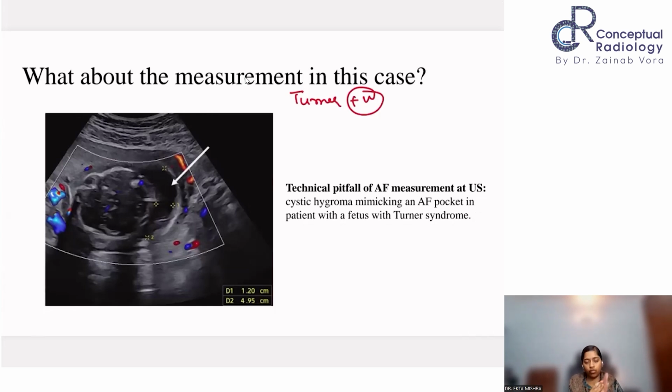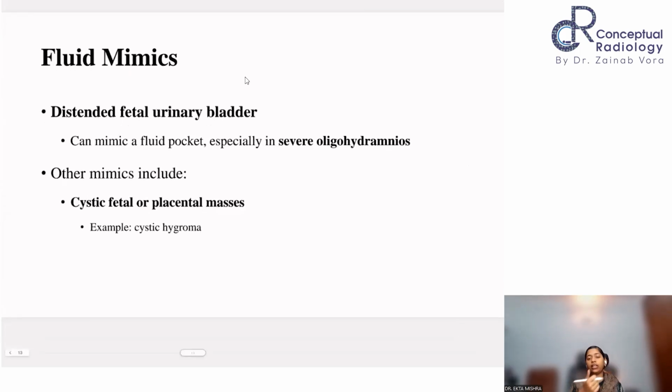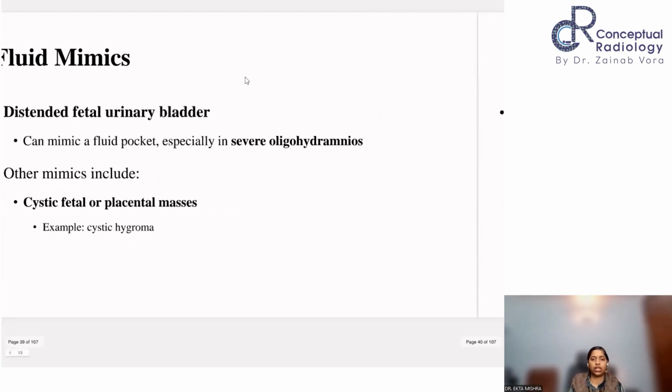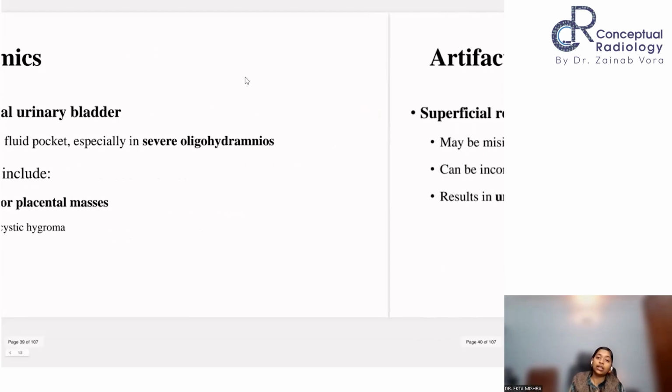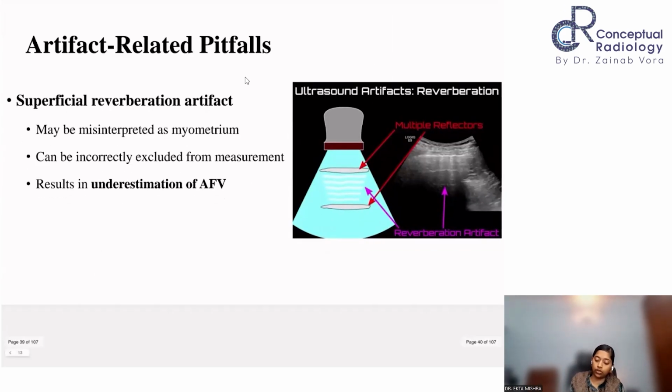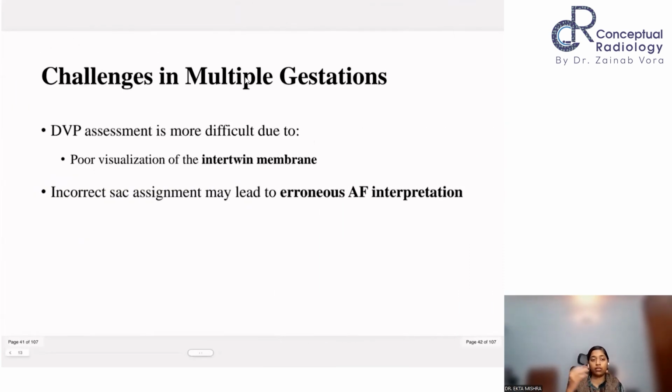So anatomy needs to be assessed prior to jumping onto measuring any anechoic pocket that you see. So distended fetal bladder or the nuchal edema, they are fluid mimics. So cystic hygroma, everything needs to be looked for. Then there are certain things like artifacts. This reverberation artifact is very annoying because it can be misinterpreted as a myometrium and can lead to false estimation. So you should know when is this artifact or true myometrium.